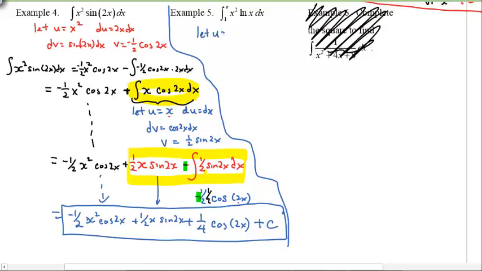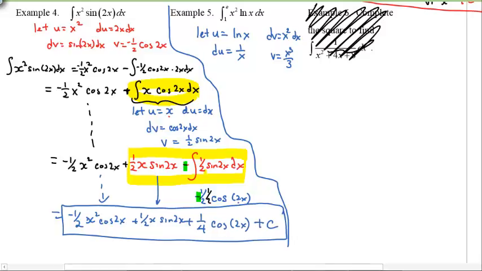Let u equal ln x this time. du equals 1 over x. dv equals x squared dx. So v is x cubed over 3. By the way, if you reverse this, you would have had dv equal to ln x, and you're going to integrate that, and the answer is good luck. Not happening.